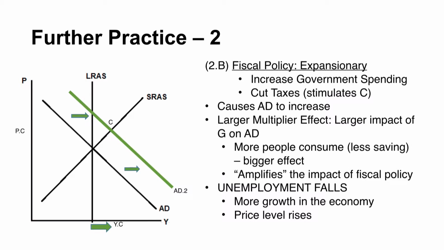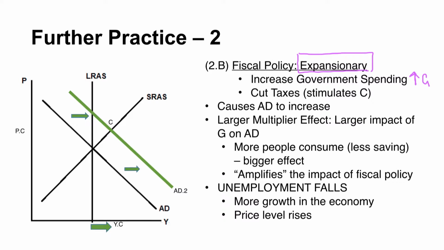Now, let's consider what happens with fiscal policy. We know that when the government is increasing government spending, that's going to impact the aggregate demand curve. In this scenario, we see expansionary fiscal policy. So we have an increase in government spending because they're spending on new military equipment.